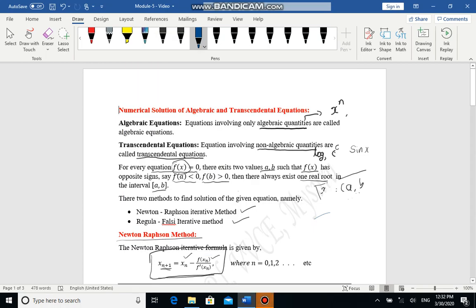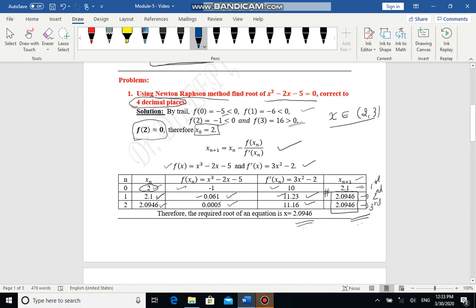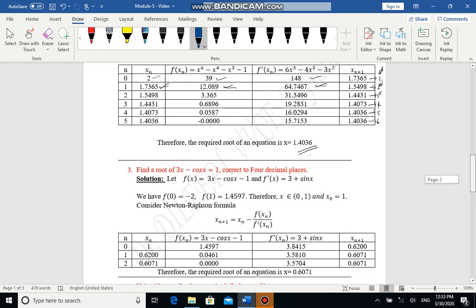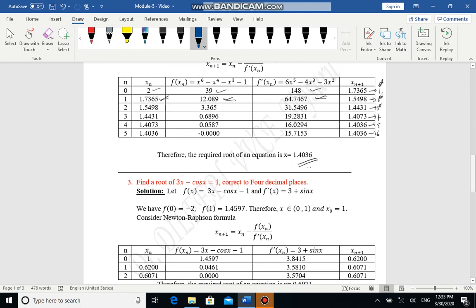Dear friends, last class I explained what is algebraic and transcendental equation, and we discussed the two problems on Newton-Raphson method, how to find a solution for a given algebraic equation. Today we are going to discuss about non-algebraic equation. The working procedure will remain the same.